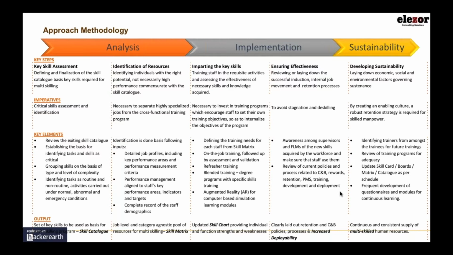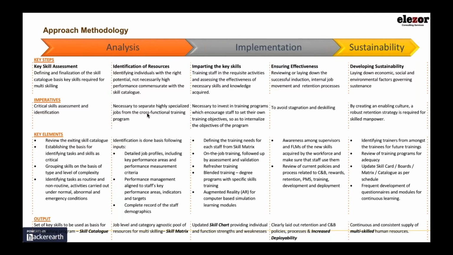To start with, the first key step is key skill assessment. Key skill assessment is nothing but identifying a skill catalog, laying down the laundry list of all the basic skills which are required for the multi-skilling program. In this, you pull out a complete laundry list of your skills, jot down all the competencies and the skill sets required for a particular job, and then in consultation with your manager, you review the critical skills and go through the process of identifying which are the ones required for the multi-skilling program. The outcome of this is a skill catalog at the end of this phase.